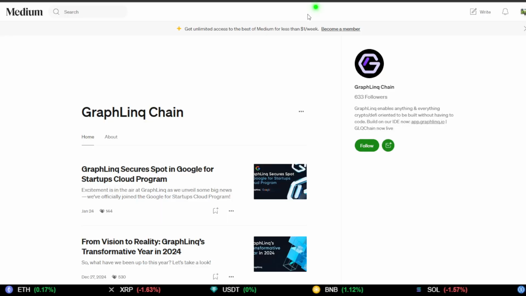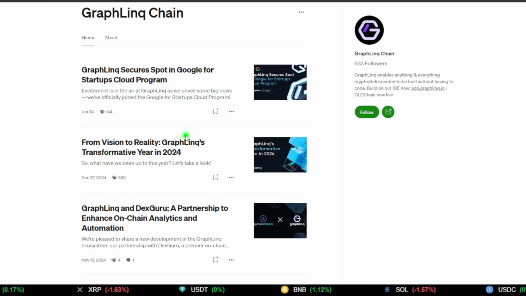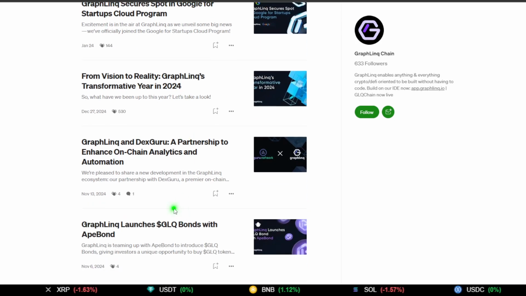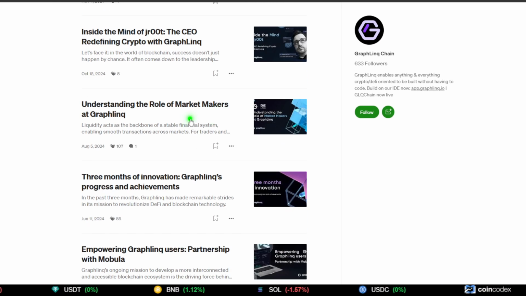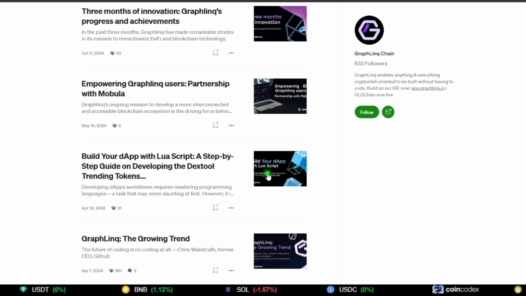Let's take a look at their Medium. You can see their average post is about a month apart. November 13th, December, January, and I think their last one is February, if I'm not mistaken. It could be a little bit more frequent, but maybe there's nothing to talk about. I don't know if that's the case. Okay, so let's just move on.